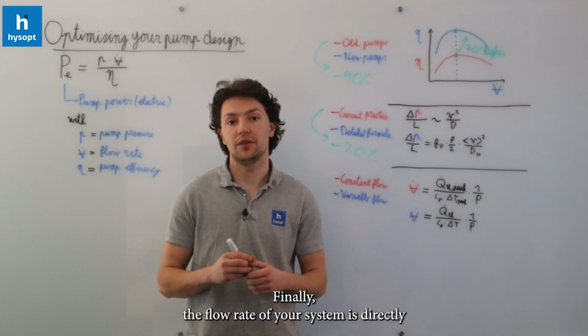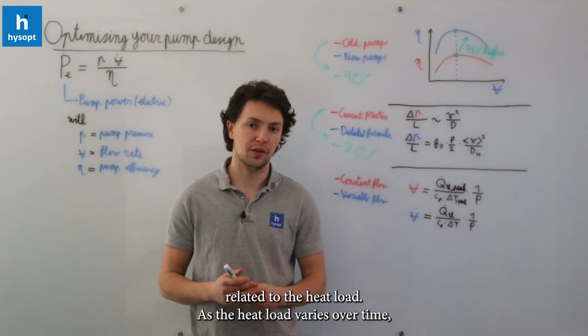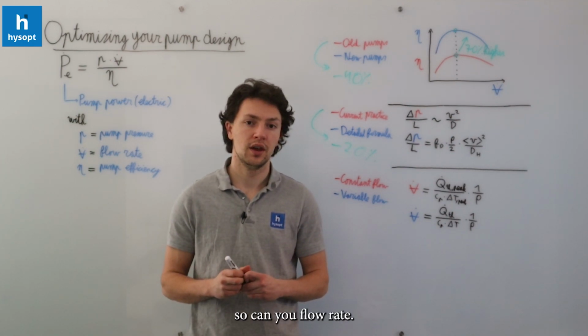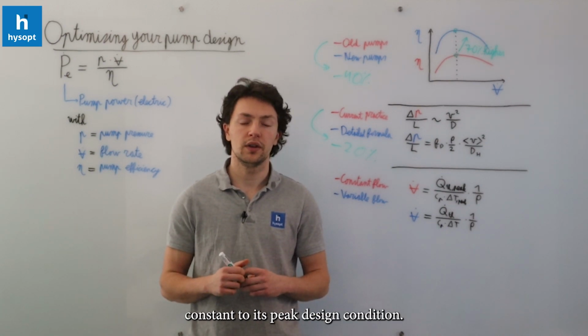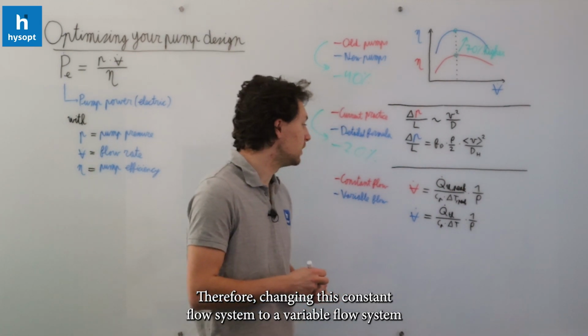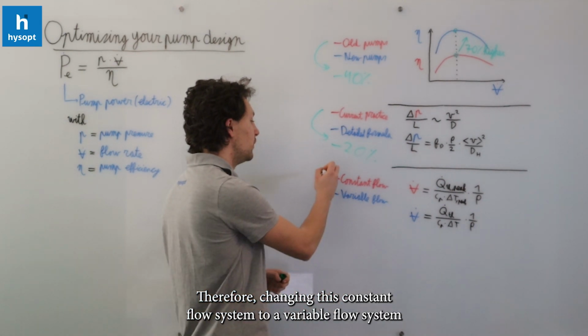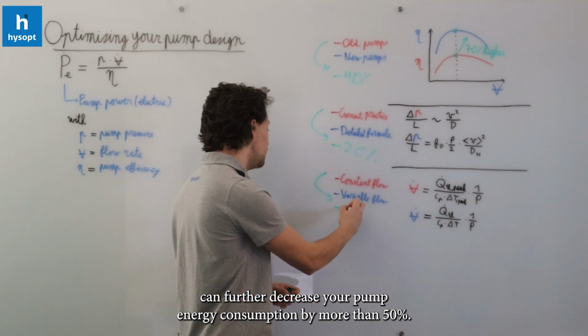Finally, the flow rate of your system is directly related to the heat load. As the heat load varies over time, so can your flow rate. But in current practice, we often see that the flow rate is kept constant to its peak design condition. Therefore, changing this constant flow system to more variable flow systems can further decrease your pump energy consumption by more than 50%.